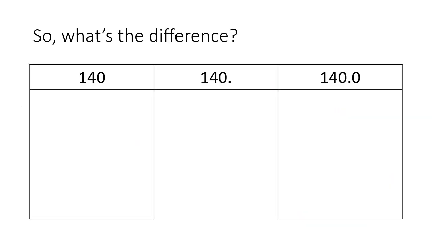So really you ask, what's the difference? Why does it matter? It matters a lot. It tells the reader how precise the instrument was that you measured with. So 140, no decimal. 140 point, so with a decimal, and then 140 decimal and another 0.